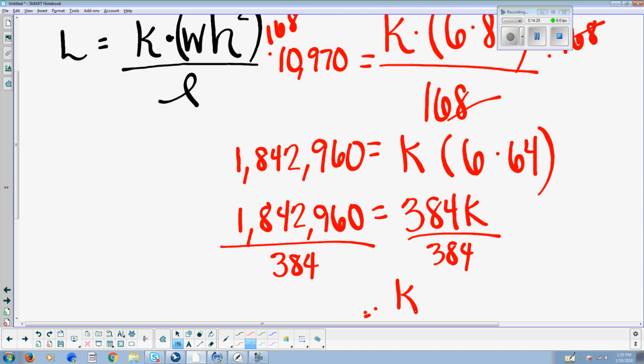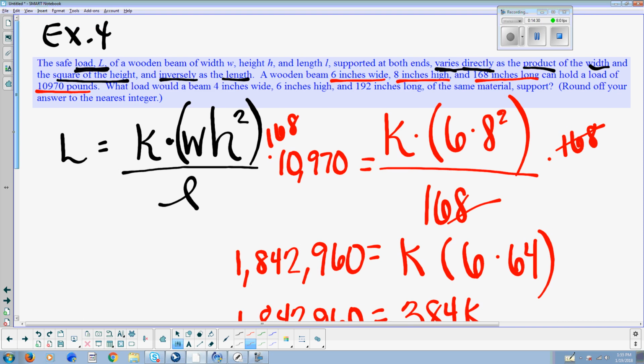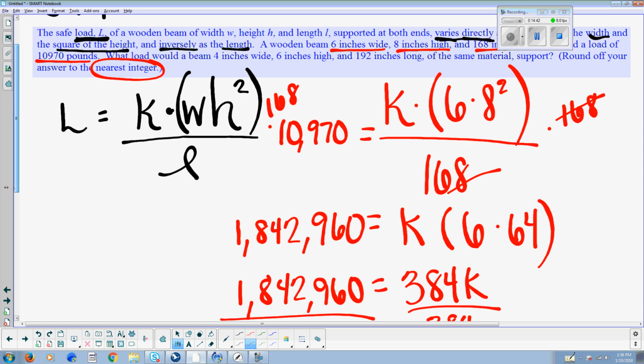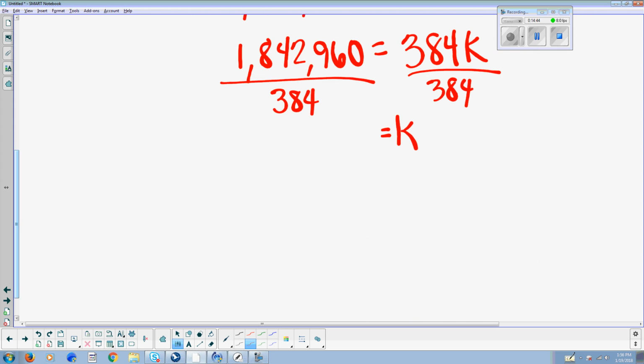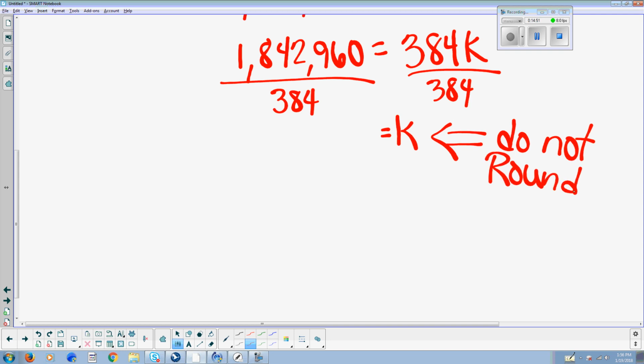And I get K is equal to, now here is a point at which I got a decimal. I want to look at the answer. It says to round off your answer to the nearest integer. But that's the answer. That is not the constant of variation. K, the constant of variation, make a note of this: you should not round. Do not round. You need to be exact with your constant of variation.